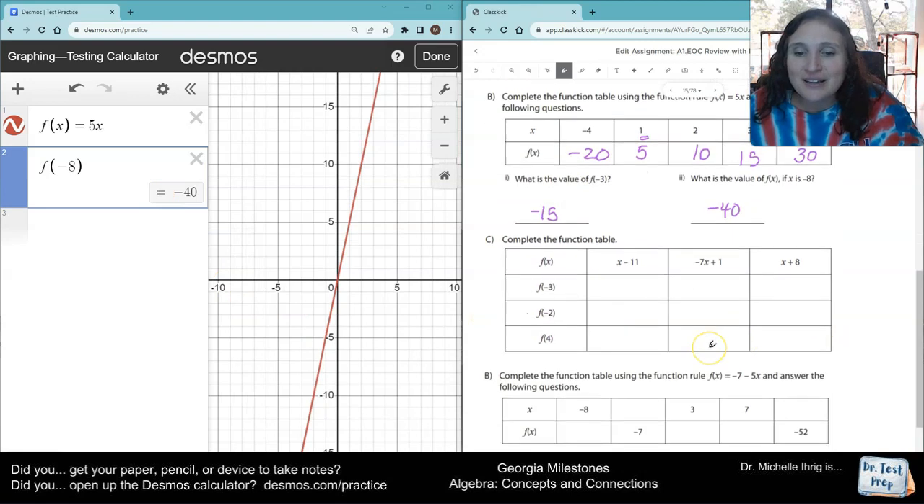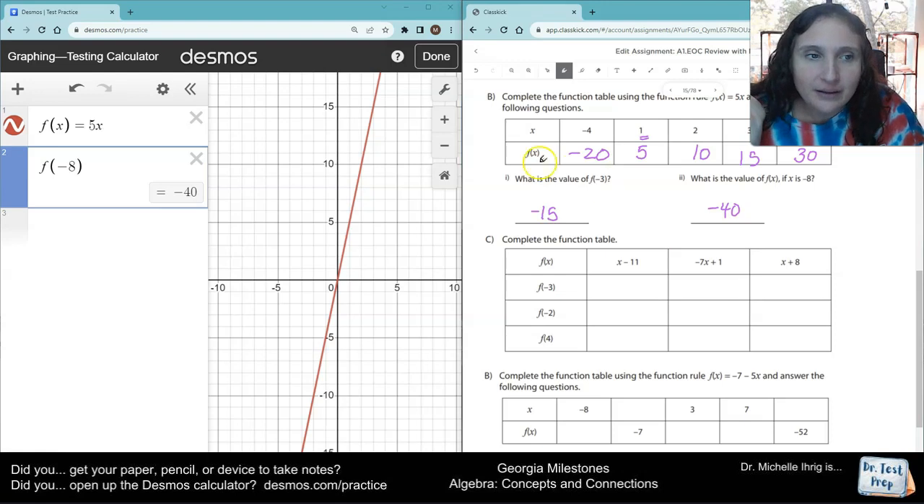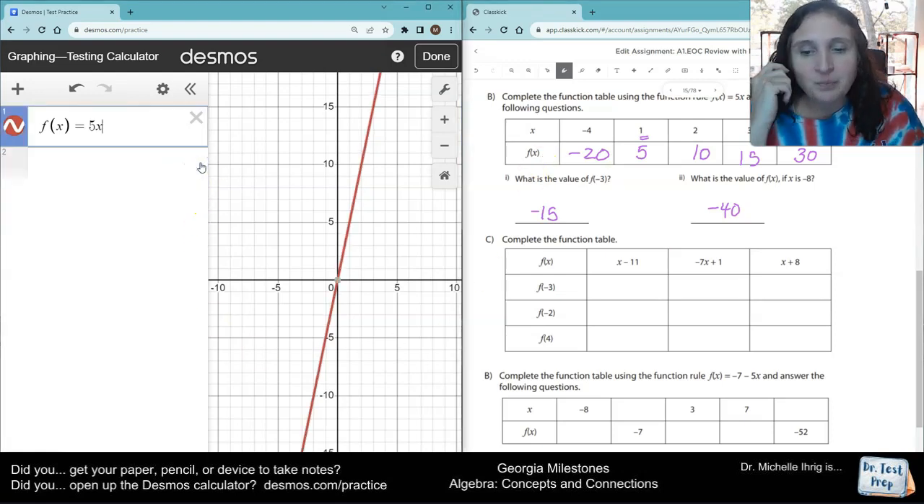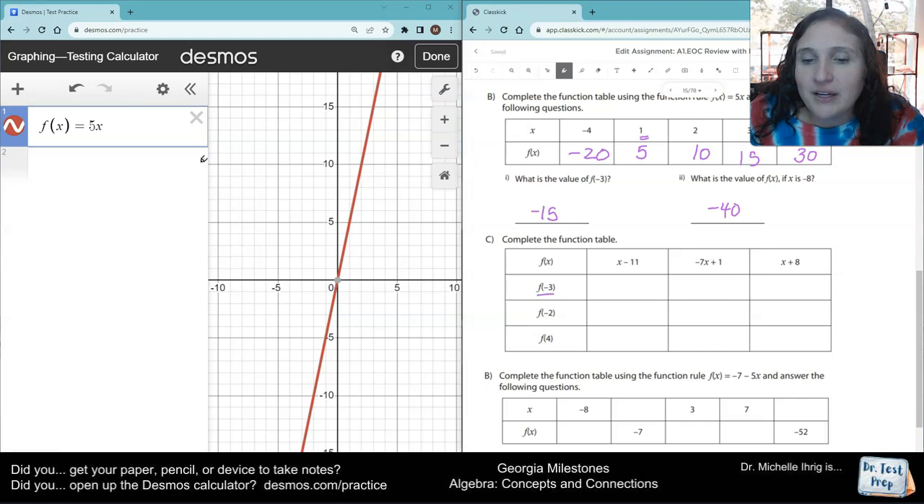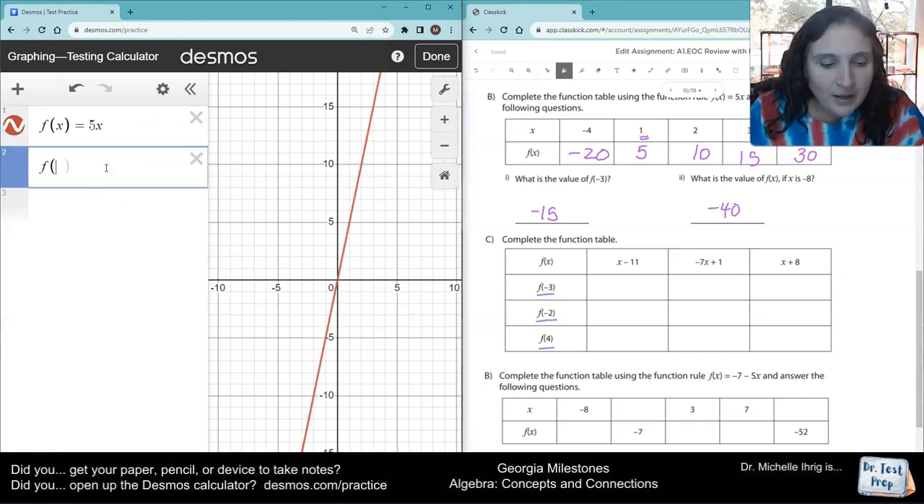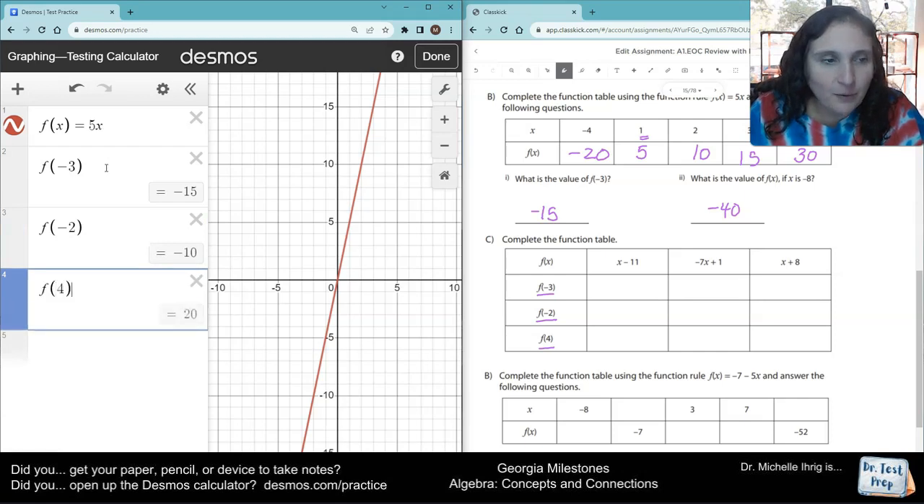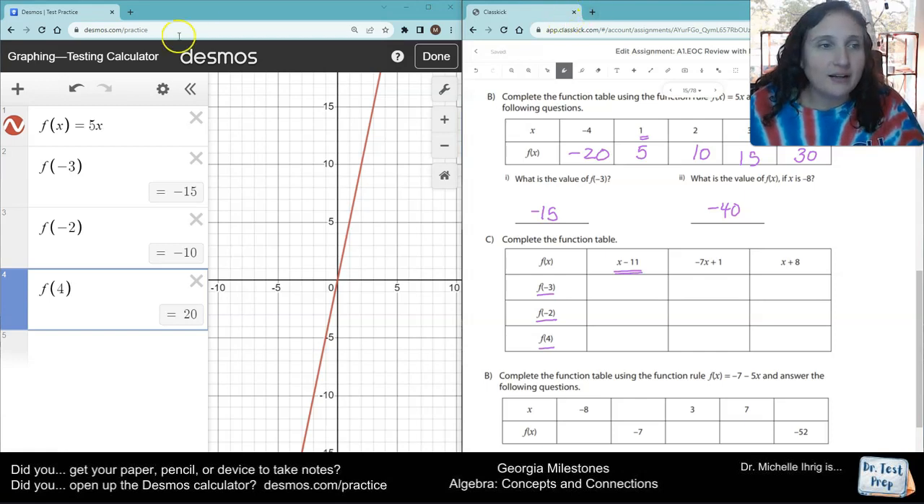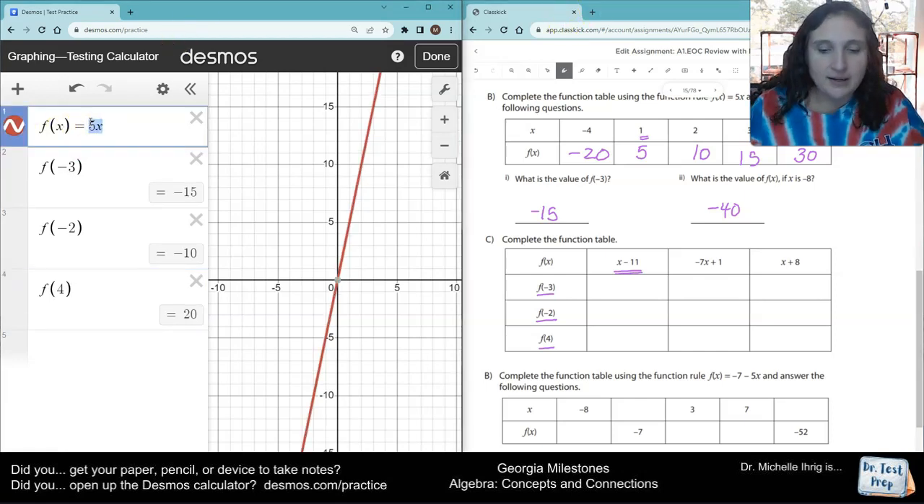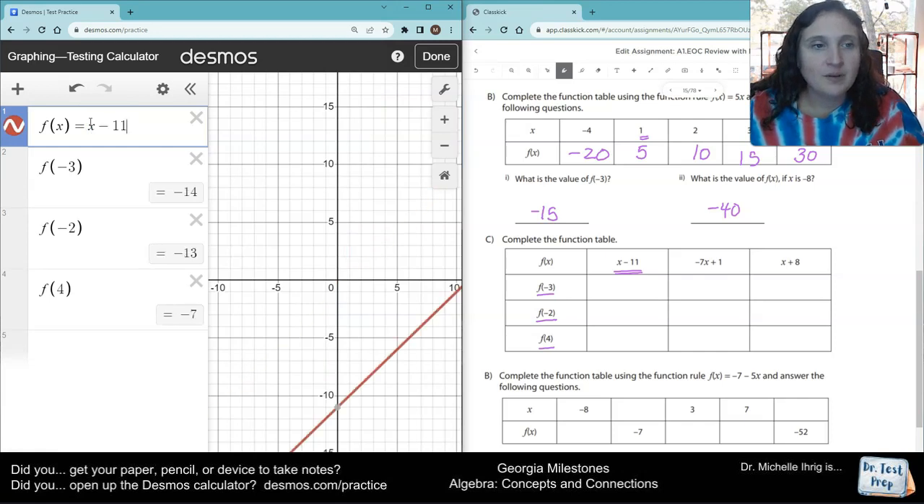Look at this one. They're like, all right, I'm going to make things hard for you. We're going to trick them. We're going to do it the calculator easy way. We're going to use mathematic reasoning. I notice that they need me to find f of negative 3, f of negative 2, and f of 4. So I'm going to just type underneath here, f of negative 3, f of negative 2, and f of positive 4. Now, all I need to do is for my function, I just need to write that in. So I'm going to delete this and type in x minus 11, and there's my answers.